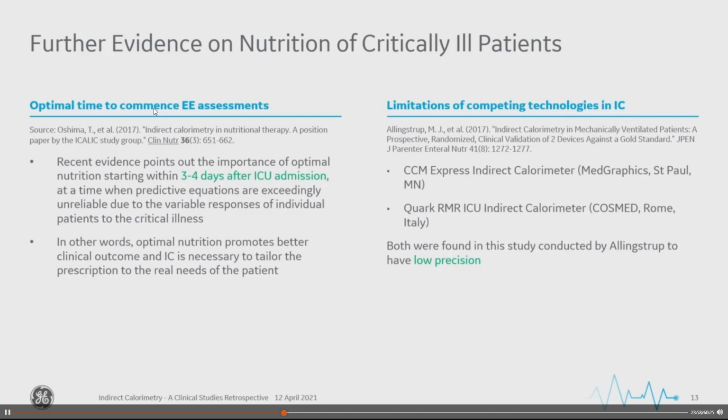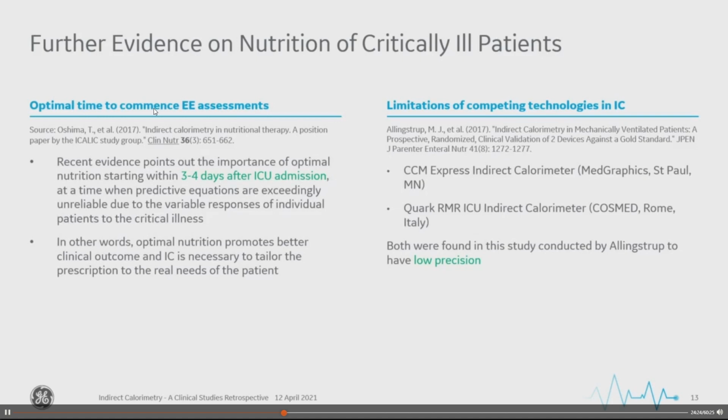You have to ensure that the patient is hemodynamically stable and they've recovered, so you don't want to base caloric targets upon unreliable indirect calorimetry outputs, but you also don't want to wait too long, because then the patient is developing a nutritional deficit, so they're shifting into ketosis and then further aggravating their homeostasis.